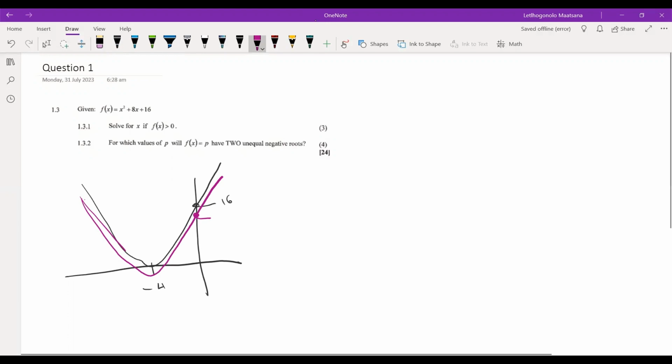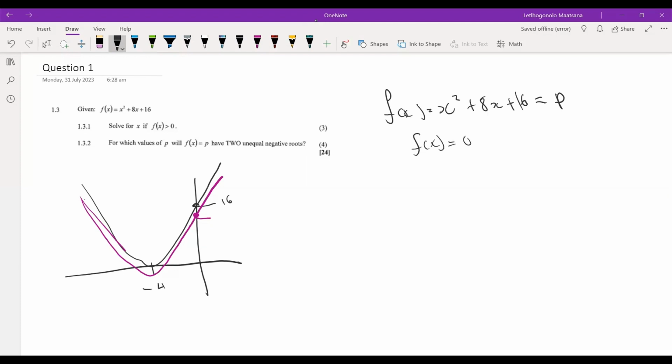So let's then look at the equation of our graph. It says f of x is equal to x squared plus 8x plus 16. And now it should be equal to p. Now we know that to find our x-intercept, we would have to make f of x equal to 0, and we can do that by taking p to the other side. So we'll have x squared plus 8x plus 16 minus p is equal to 0.